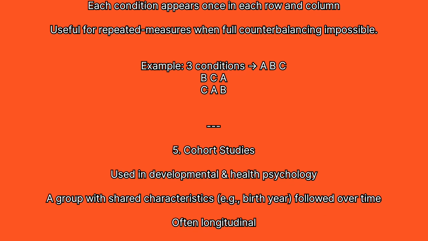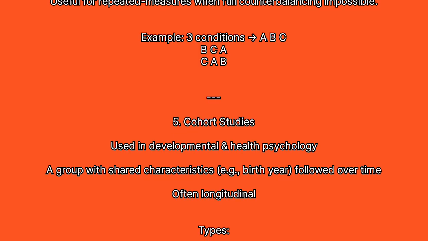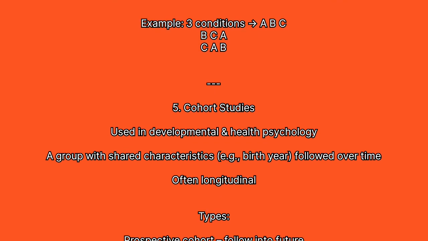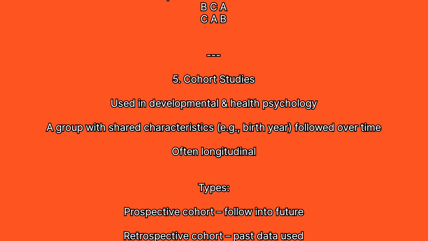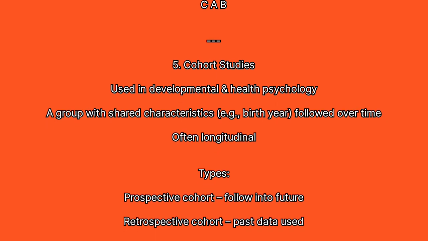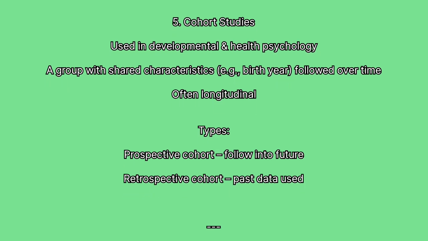Fifth one, cohort studies, used in developmental and health psychology. A group with shared characteristics, for example birth year, is followed over time, often longitudinal. Prospective cohort: following into the future. Retrospective cohort: past data is used.